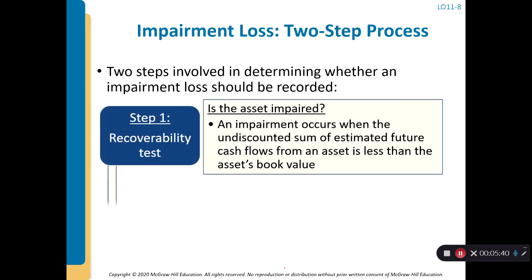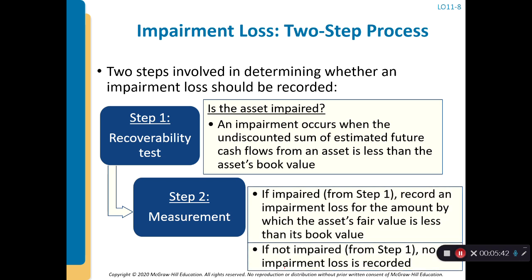And then how do we calculate impairment? There are two steps. Step one is, first of all, to make sure whether the asset is indeed impaired. And then how do we judge it?